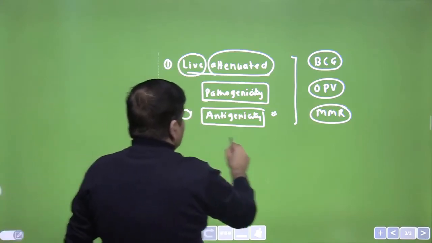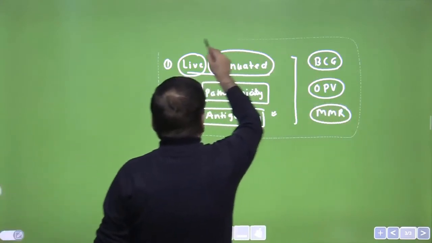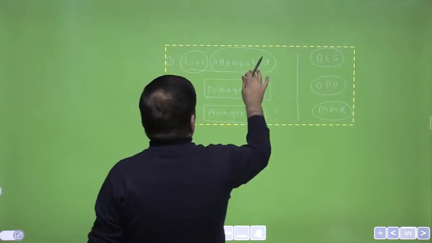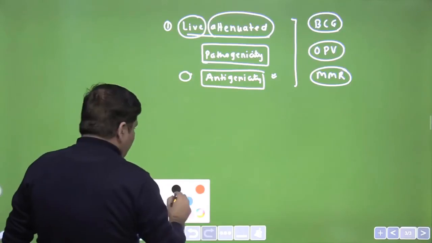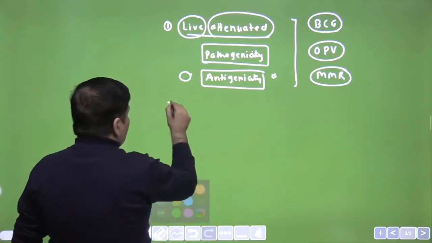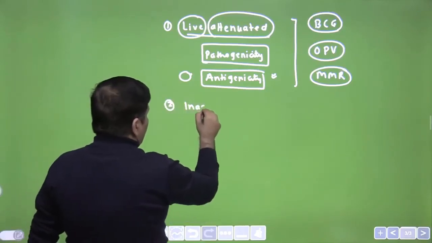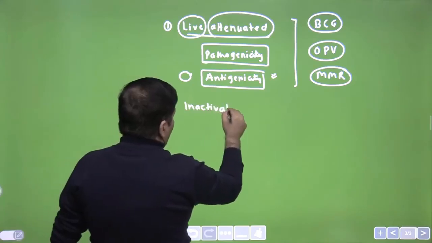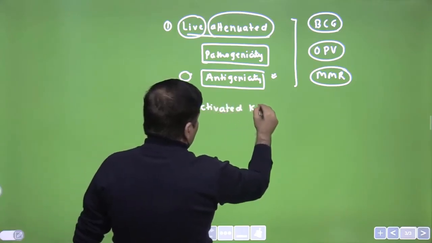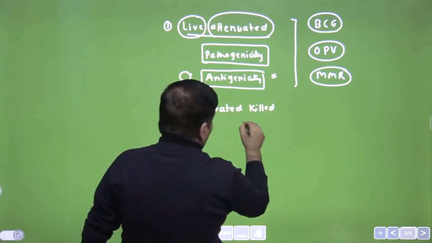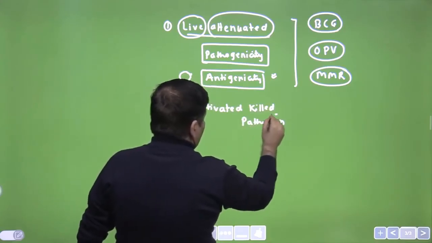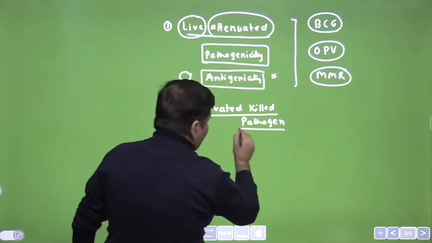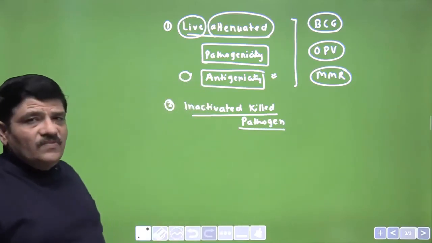Another type of vaccine that may be possible is one that contains inactivated or killed pathogen. You can easily see that this is preventive vaccination. We are trying to induce active immunity in the person who receives the vaccine.